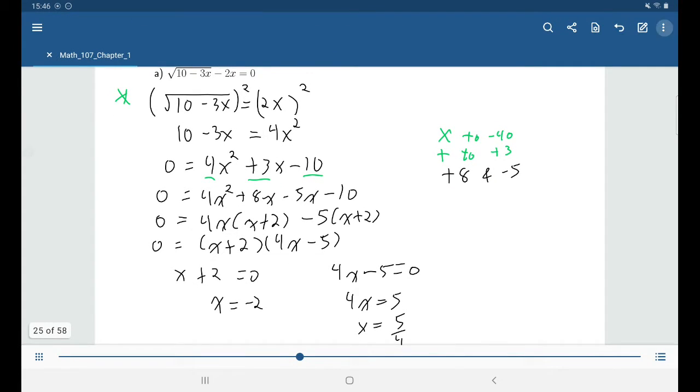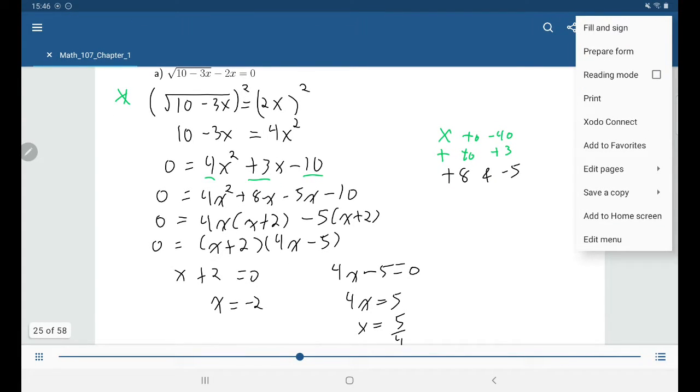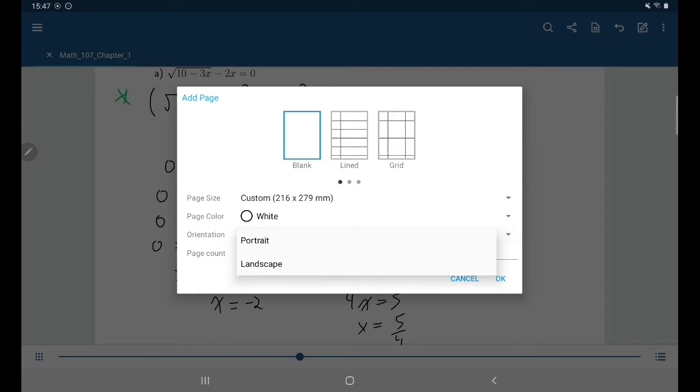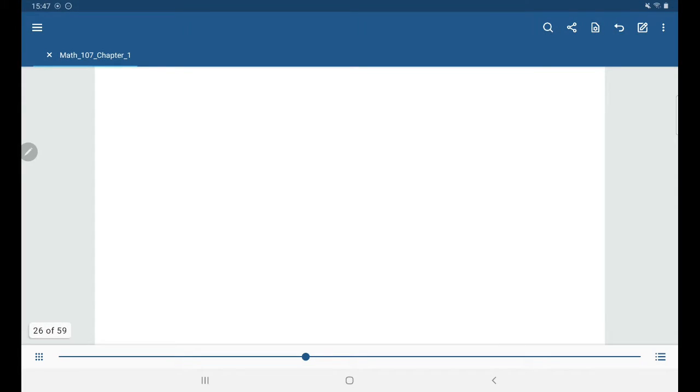Now, if you stop here and just say my solutions are negative 2 and 5/4, that's incorrect, because as we'll see, there actually are not two solutions to the original equation. There's only one solution to the original equation, as we'll see in just a moment.